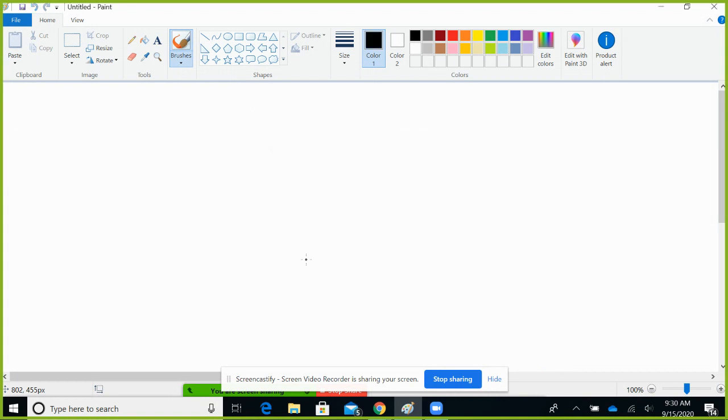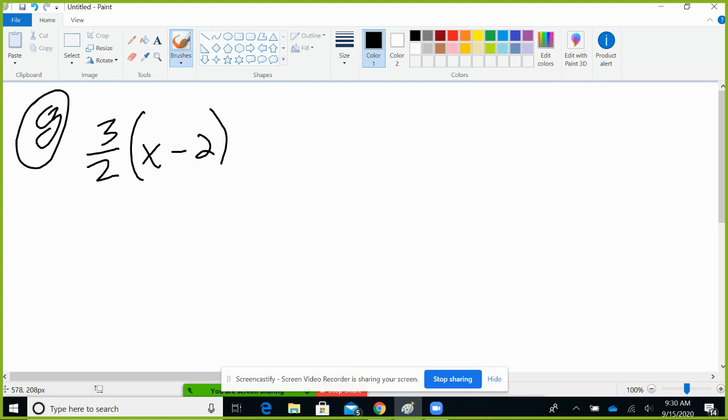Here we go, number 8. Three halves times the quantity x minus 2, minus 5, equals 19. All right, what would be your first move here?